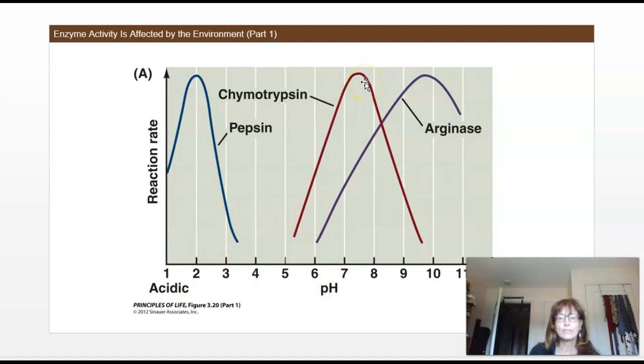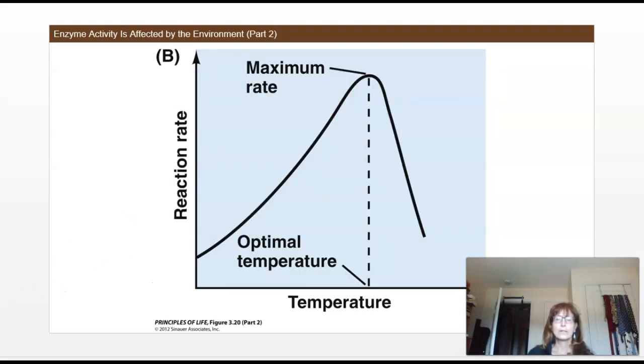Chymotrypsin and trypsin are found in the intestinal tract, so we see the pH is different. And then the arginase is, again, found in a different location. This would be more associated with our kidneys and our urinary tract. Okay, so I think that's sufficient on that.